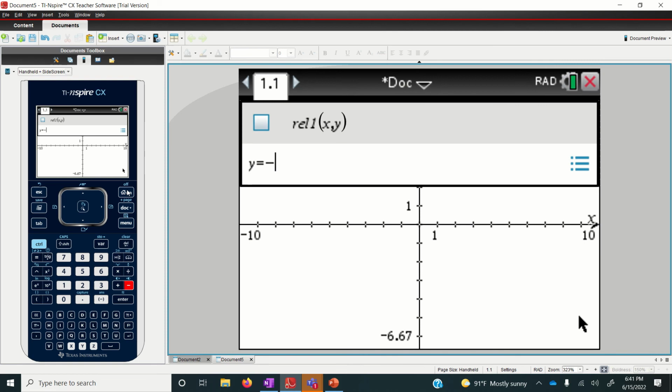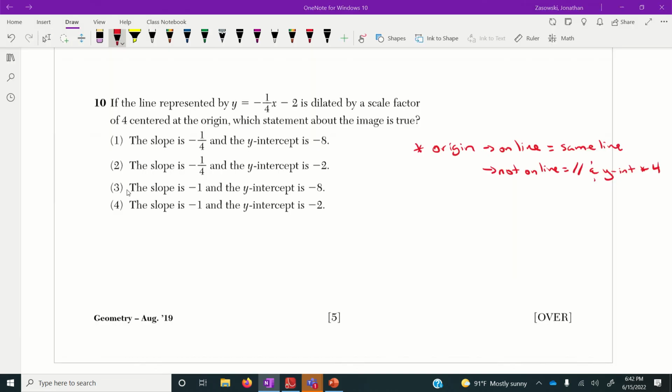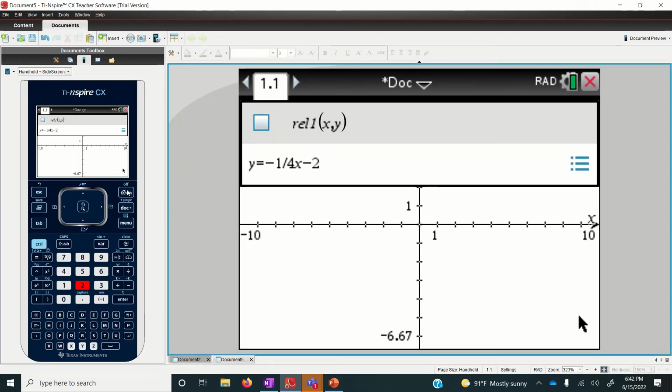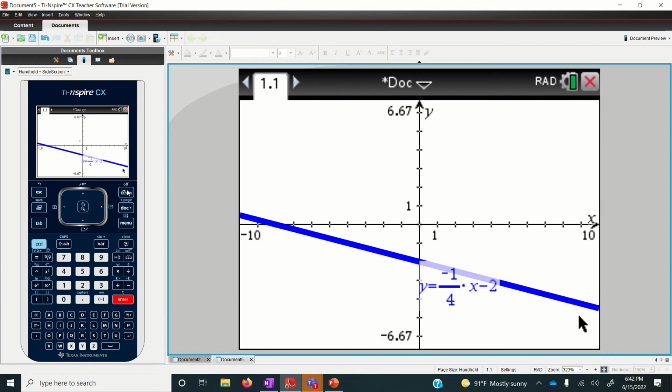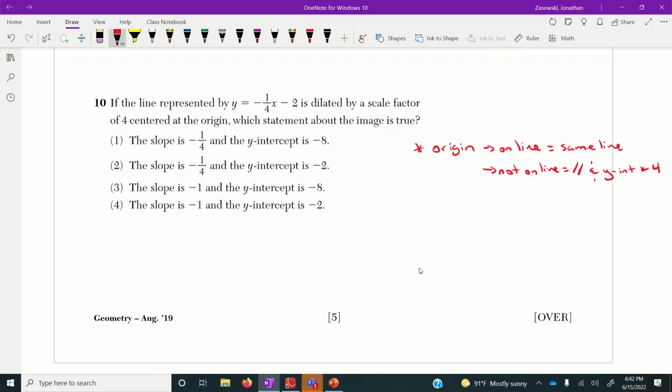Y equals -1/4 x minus 2. This way we don't have to solve for y. We just type it in and hit enter. There's the line right there, okay? Now, remember, this is not on the origin. It doesn't pass through the origin. So it's going to shift down. The distance between the line and the center is going to get multiplied by 4. So instead of being 2 units away, it's going to be 8 units away, and it's going to be at -8, okay?